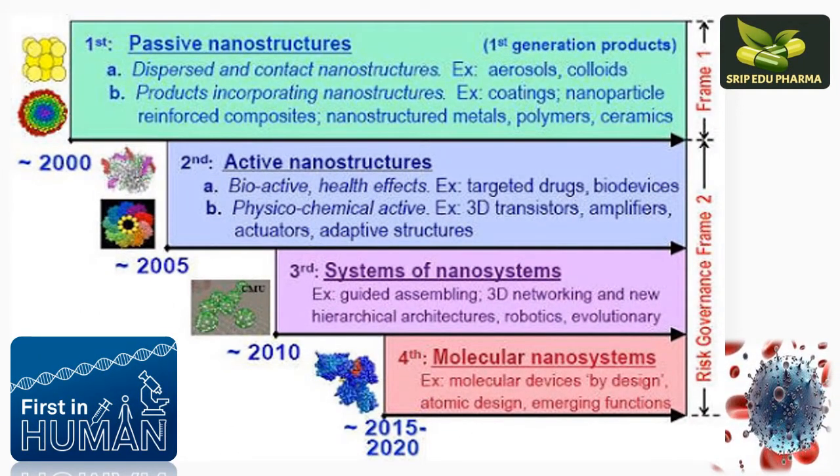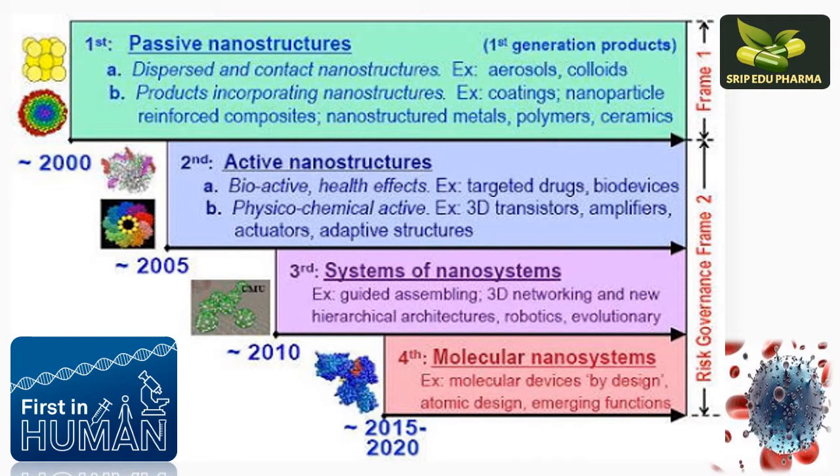So students, let's discuss the history of nanostructures. The first generation was around 2000, in which passive nanostructures came into existence. It consists of dispersed and contact nanostructures and products incorporating nanostructures like aerosols and colloids, and in the next category come nanoparticles, reinforced composite, nanostructure metals, polymeric and ceramics. So these were the first generation products.